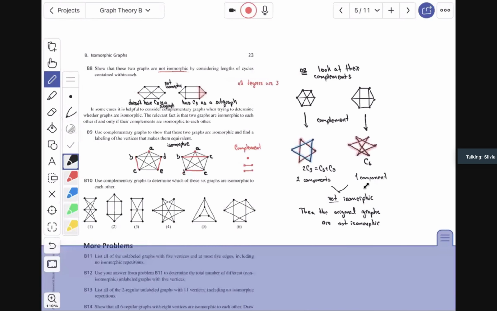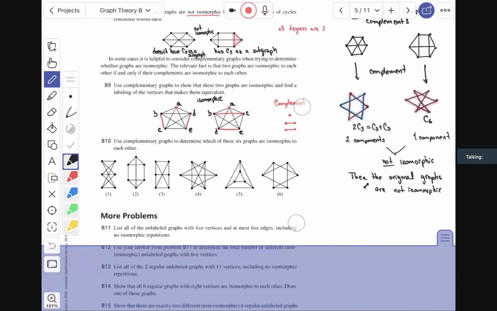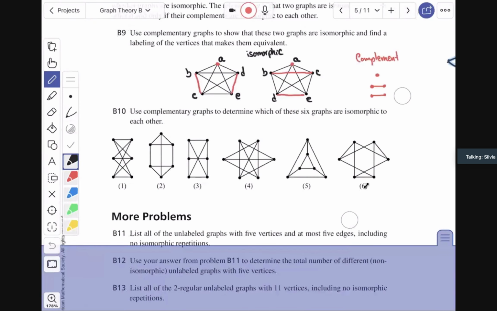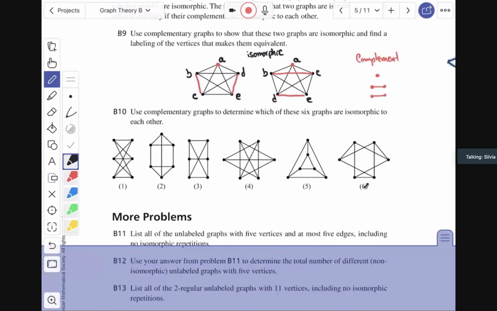Okay, so here, use complementary graphs to determine which of the 6 graphs are isomorphic to each other. So again, you want to break it into equivalence classes. In this problem, you want to say, I don't know, graphs 1, 3, and 4 are isomorphic, 2 and 5, and then 6 is by itself, or whatever. I just made it up, but that's what you want. You want to find the equivalence classes.